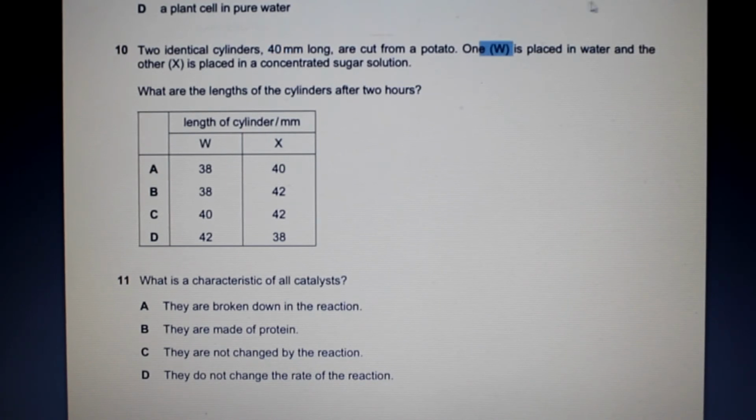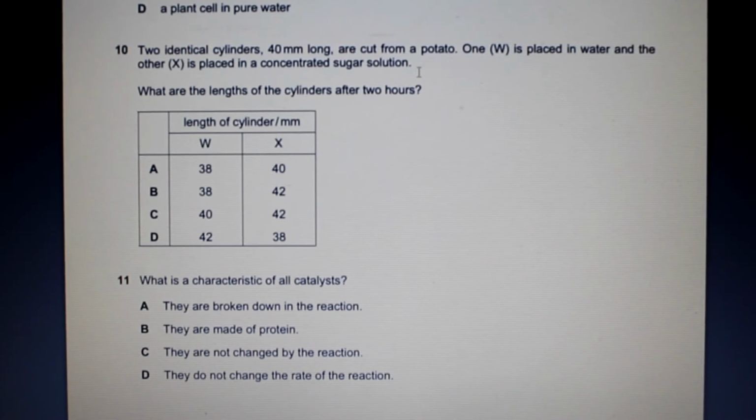W is placed in water, thus there's going to be more solute inside W than in the water, so it's being placed in a dilute solution, and we know water is going to move down a concentration gradient from high water potential outside the potato to a lower water potential inside the potato. So W is actually going to grow in length because it's going to absorb water.